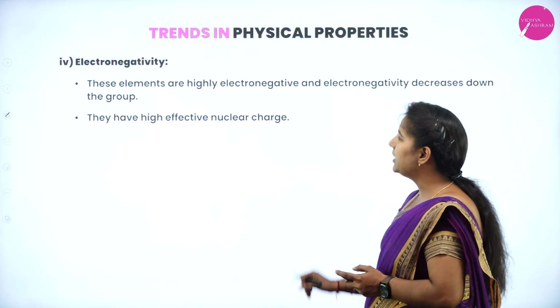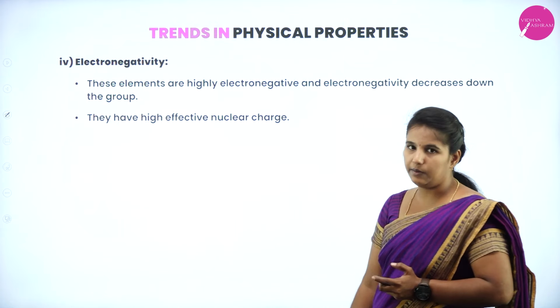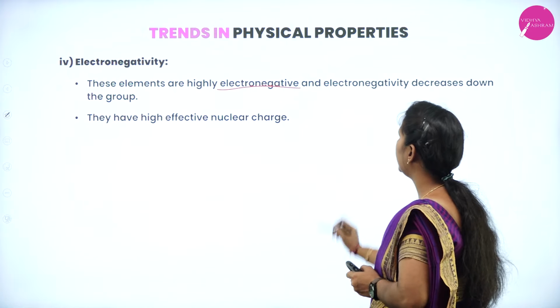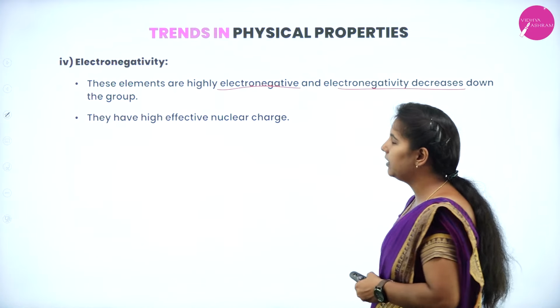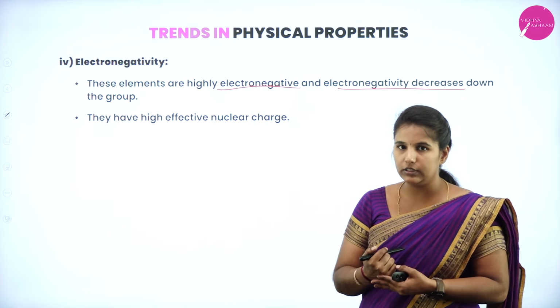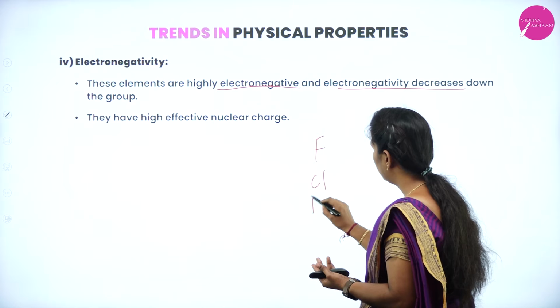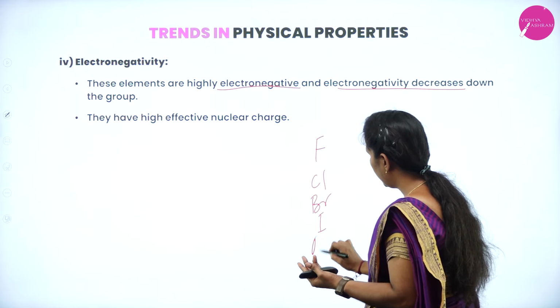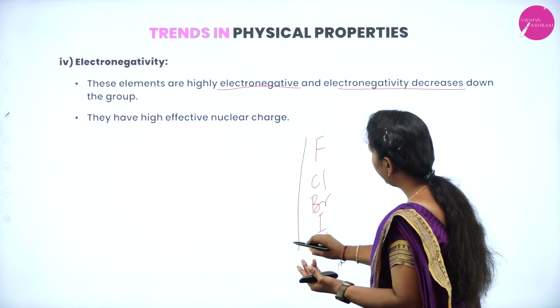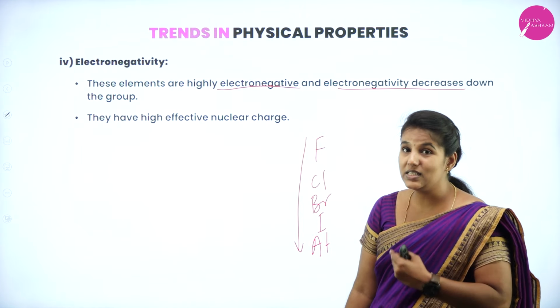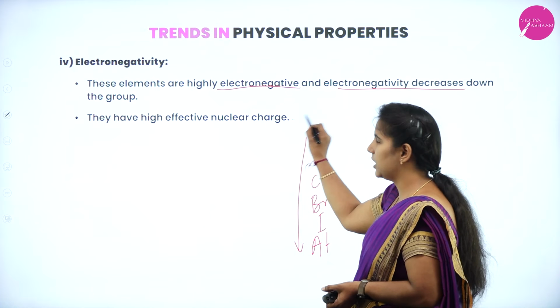Okay. Next is electronegativity. These elements have a high electronegativity, and electronegativity decreases down the group. Okay, as we move down the group, what will happen to the electronegativity? It will start decreasing because of the increased effective nuclear charge.